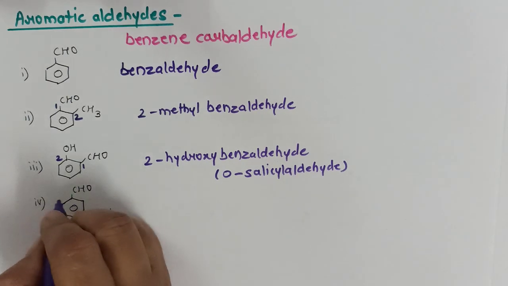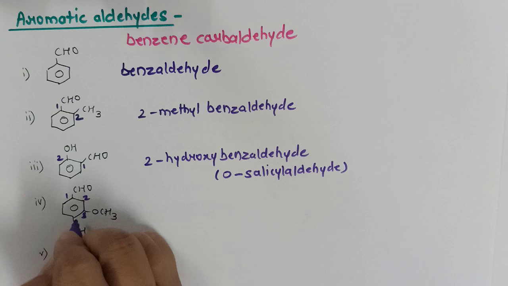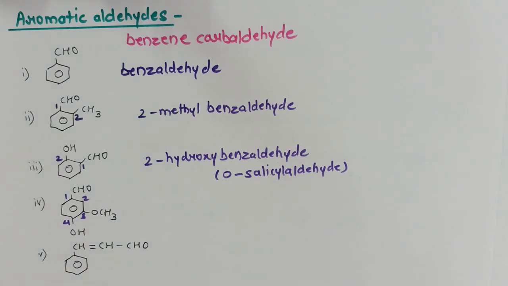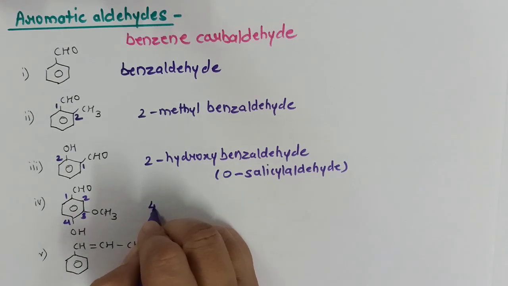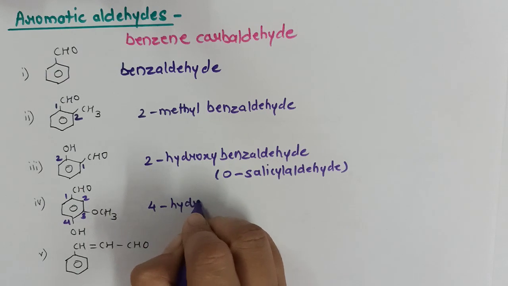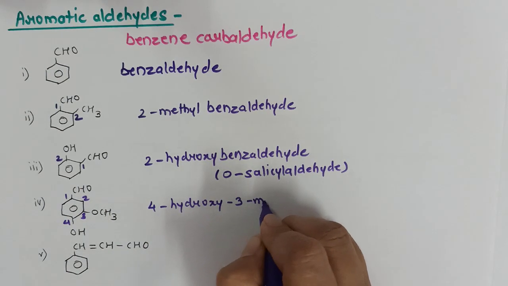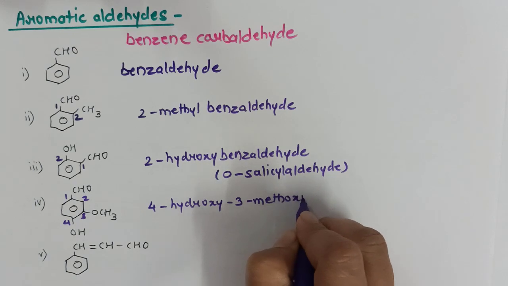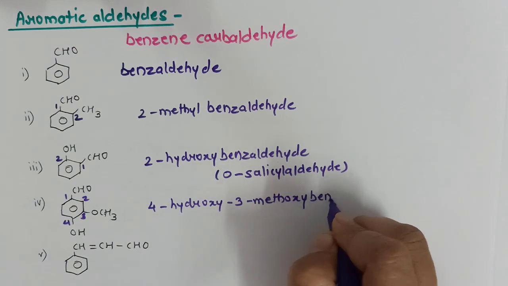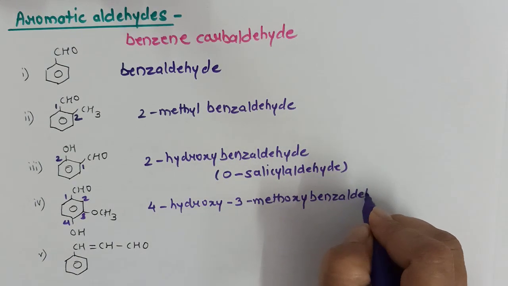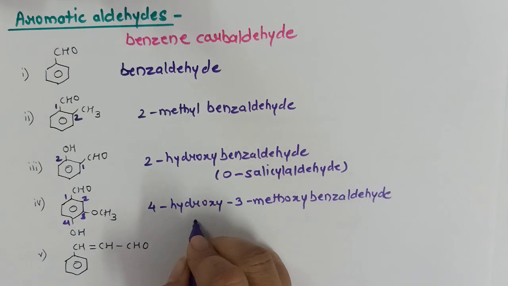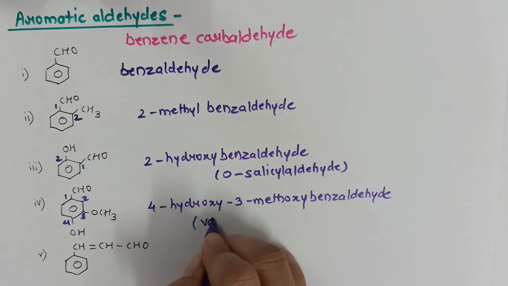The next example, 1, 2, 3, 4. And therefore the name will be 4-hydroxy-3-methoxy, OCH3 will be the methoxy group, benzaldehyde. The common name is vanillin.